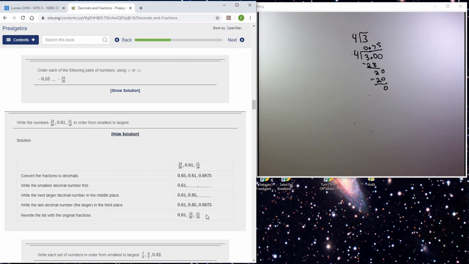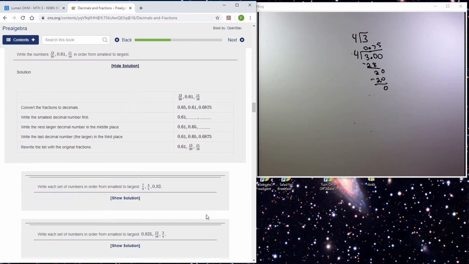From smallest to largest. Don't forget to read this, smallest to largest. Don't take it for granted. It says smallest to largest. Don't forget that.